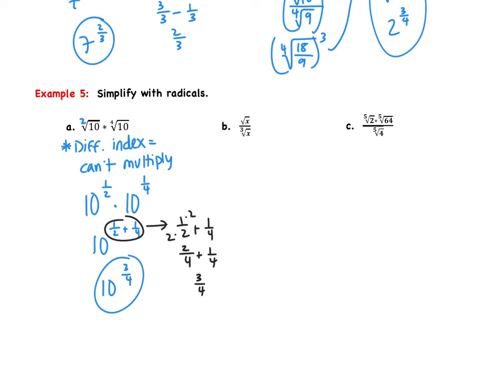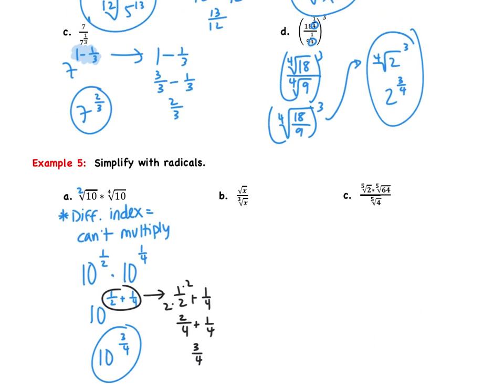Okay, then we get to B. So a lot of us see x and x and we want to divide out those x's. Can't do it. Can't do it. And why can't we do it? Because they have different indexes. If we look back at D above, this one up here, we ended up dividing the 18 and the 9 because both had the same index. We could put them under the same root. We can't do that in B, though. We can't do that. So right now, we're kind of stuck.